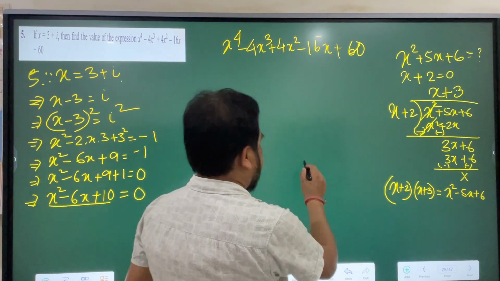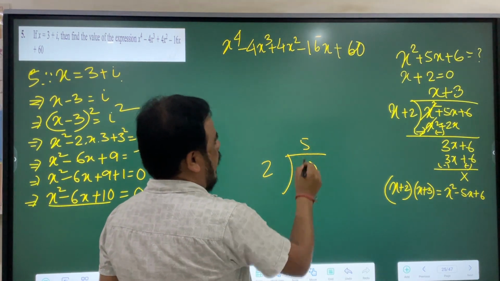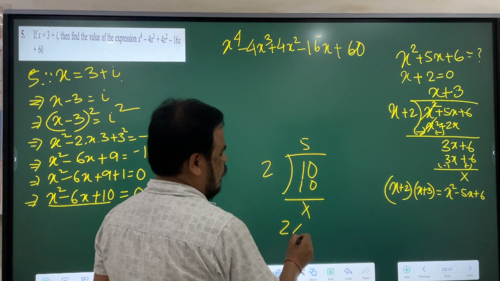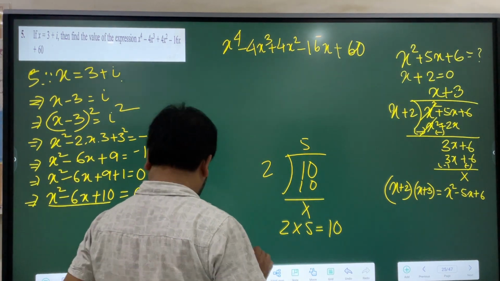This into this, like 10. 2 into 5 is 10. No remainder. That means what? 2 into 5 equals 10. That you understood, I think.